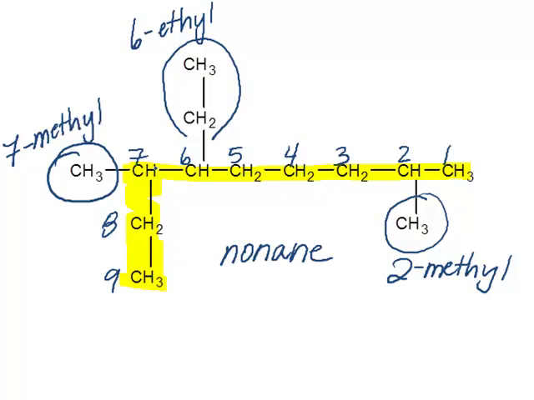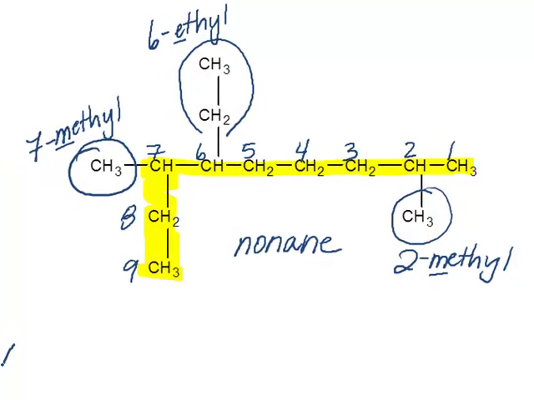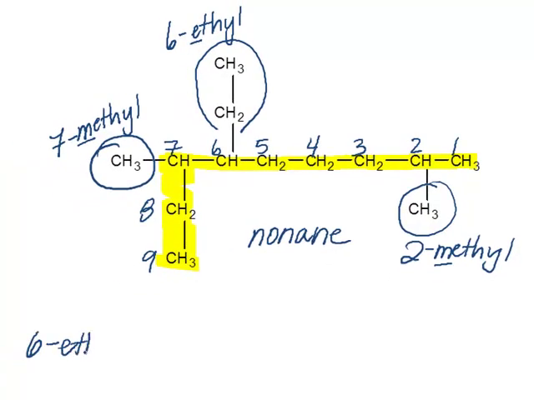If you got stuck at any point, feel free to pause the video and try writing out this final name completely. Okay, you ready? Here we go. I have 3 different branches to consider: a methyl, an ethyl, and another methyl. E comes before M alphabetically, so I'm going to start by writing the ethyl. I'll call this 6-ethyl.